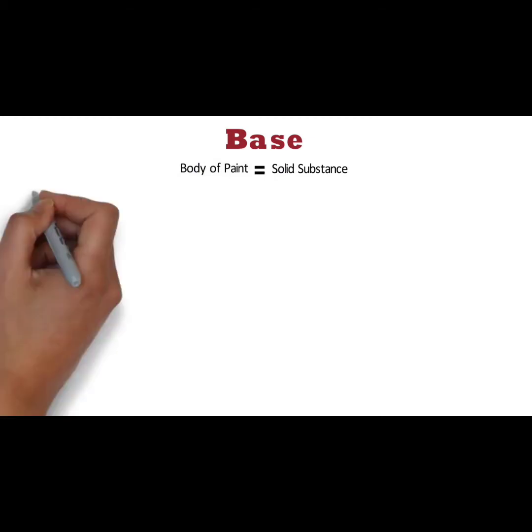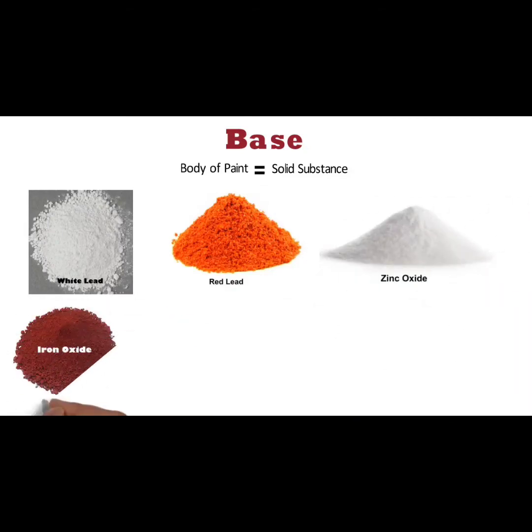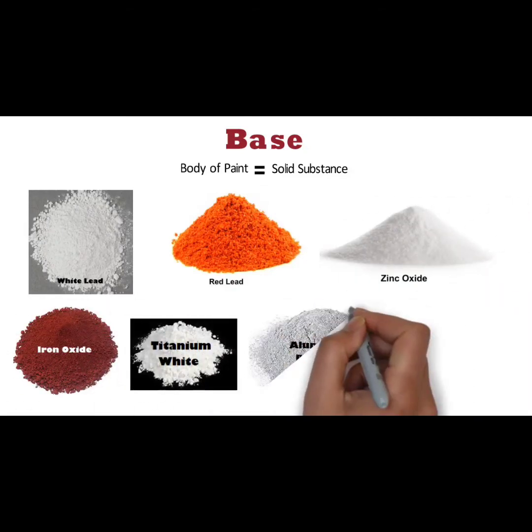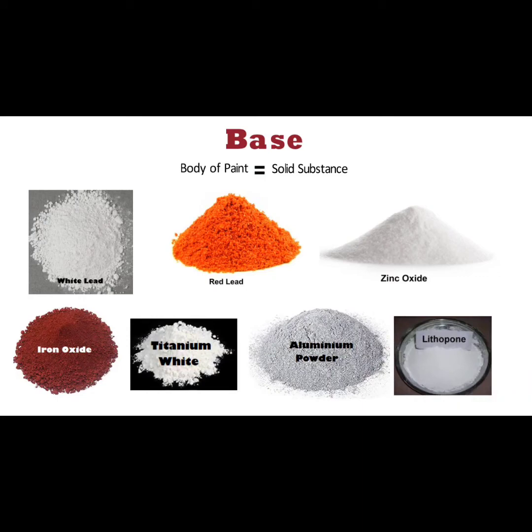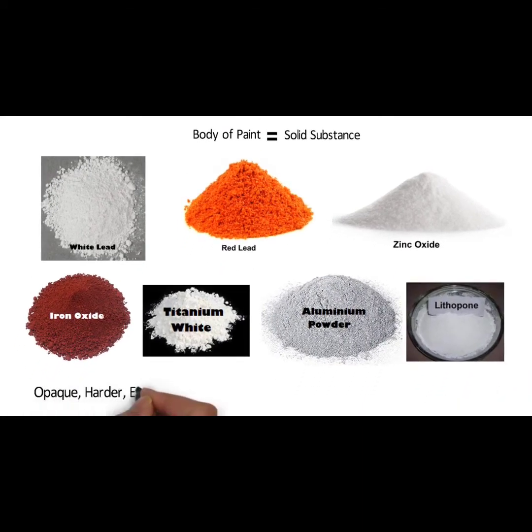Base. Base is a solid substance that forms the body of the paint. Base usually consists of very fine powder of suitable material such as white lead, red lead, zinc oxide, iron oxide, titanium white, aluminium powder, lithophone, etc. Base makes the film of the paint opaque, harder and elastic, and it prevents the formation of shrinkage cracks.